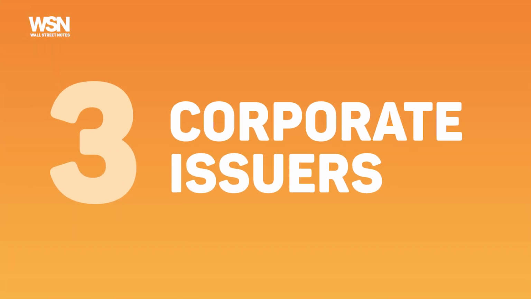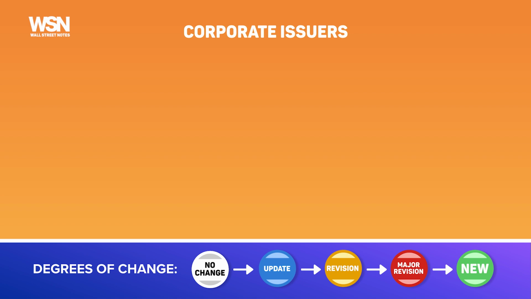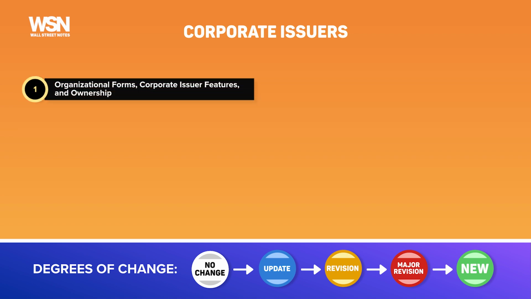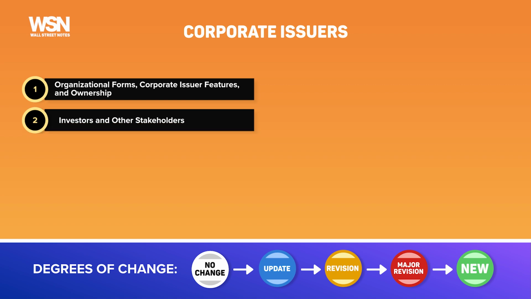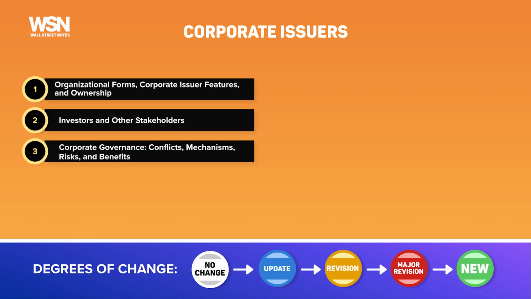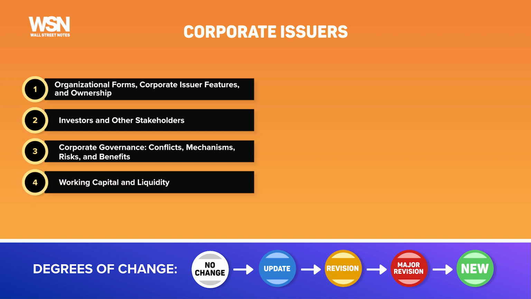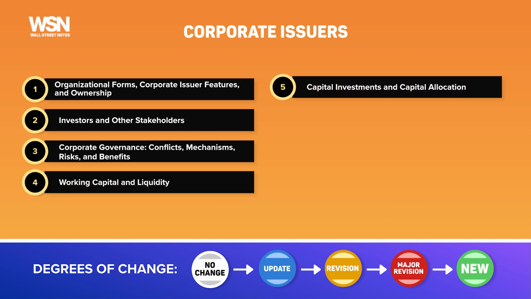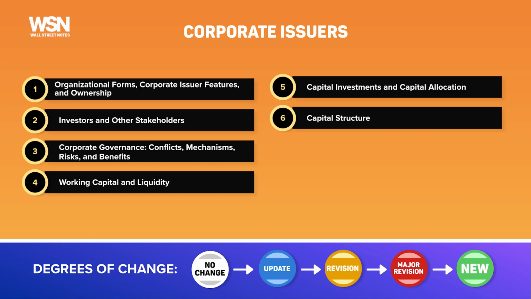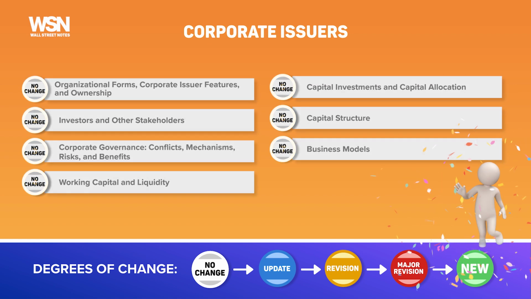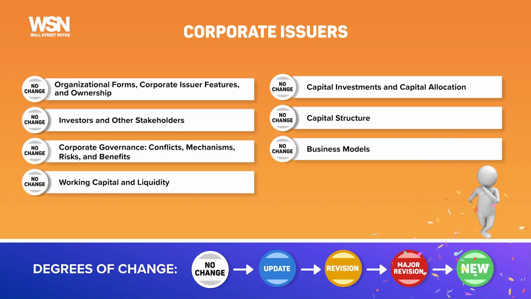Moving on to corporate issuers, the 2026 learning modules are organizational forms, corporate issuer features and ownership, investors and other stakeholders, corporate governance, conflicts, mechanisms, risks and benefits, working capital and liquidity, capital investments and capital allocation, capital structure, business models. All of these modules remain the same as last year.